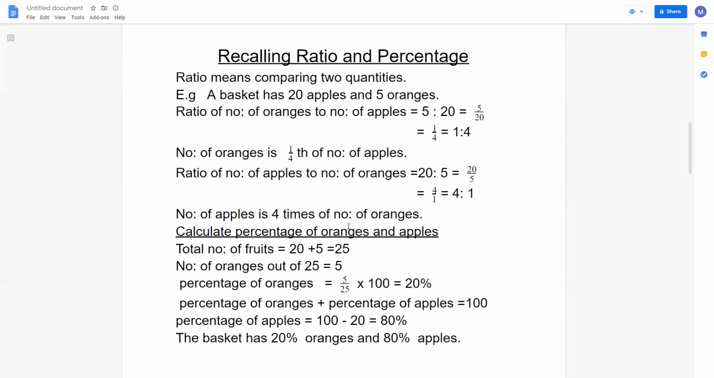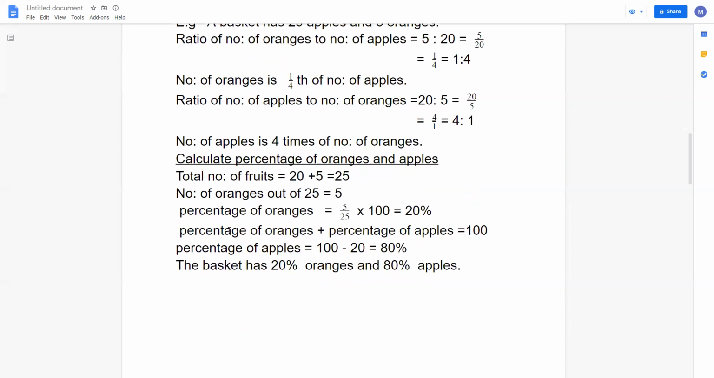That is, number of oranges 5, number of apples 20. So 4 5s are 20. So we can say that we have 4 times apples than oranges. So number of apples is 4 times of number of oranges.